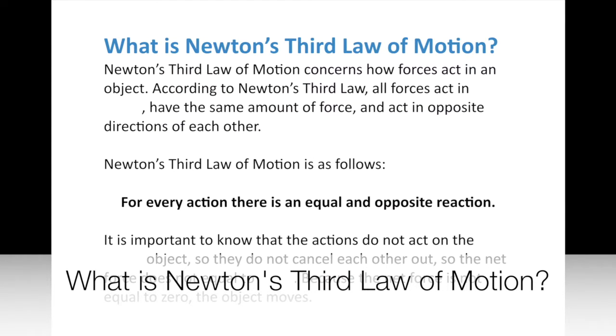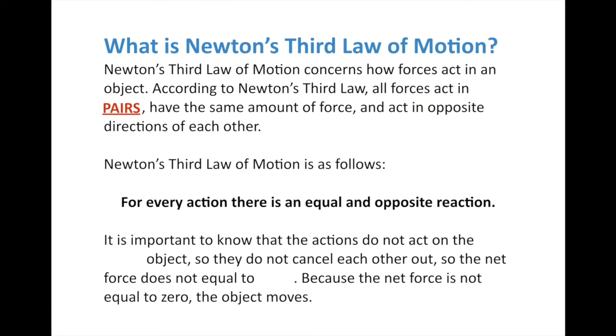Newton's third law of motion concerns how forces act in an object. According to Newton's third law, all forces act in pairs. In other words, every time there is one force, there's actually a second one happening. And not only that, these two forces have the same amount. In other words, their forces are equal, but they're in opposite directions of each other. If one's going up, the other one's going down.